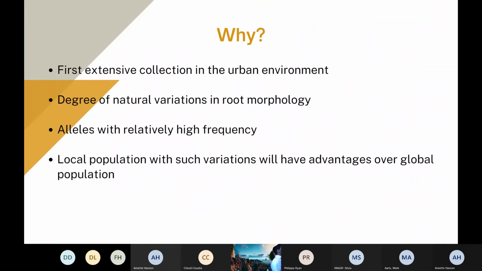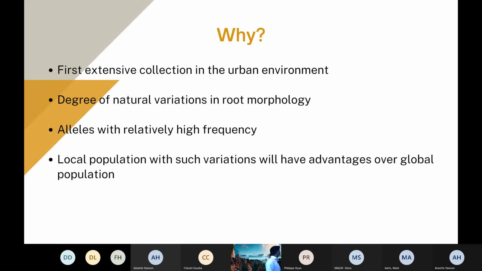So why are we collecting from the local panel, when we already have a global panel of the Arabidopsis accessions of 7,200? Mainly, it's an extensive collection from the urban environment, and we have clearly seen a high degree of natural variation in root morphology, which is quite interesting for us. And the alleles with relatively high frequency would be important for us. At the same time, a local population with such variations has a huge advantage over the global population that is available.